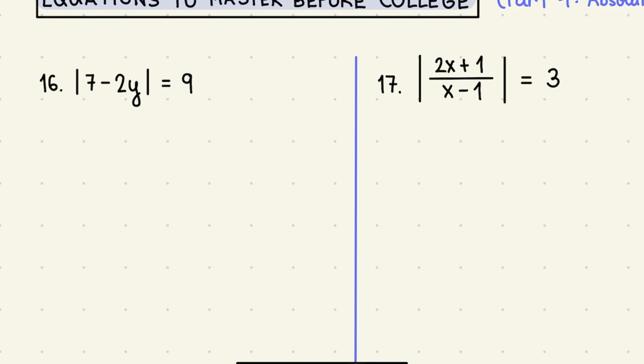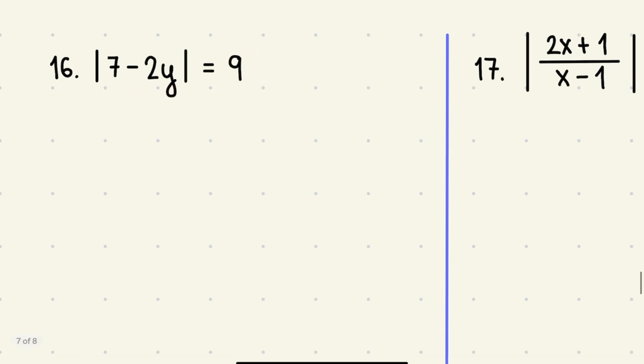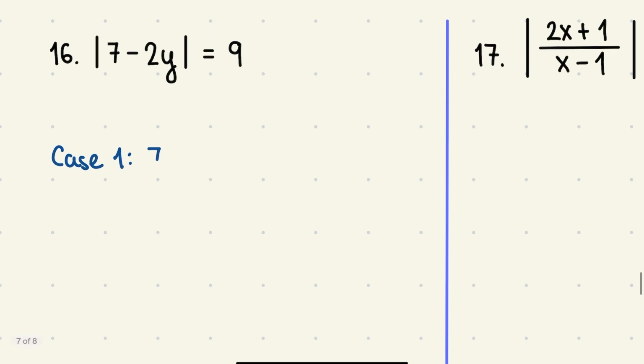So for the first one, we have the absolute value of 7 minus 2y equal to 9. To solve this one, take note that this equation means that the expression inside is either equal to 9, or it can also be equal to -9, since if this is -9, taking the absolute value, we still get 9. This means that we'll have two cases. So case 1 again, if 7 minus 2y equal to 9.